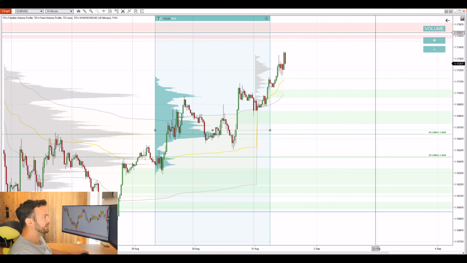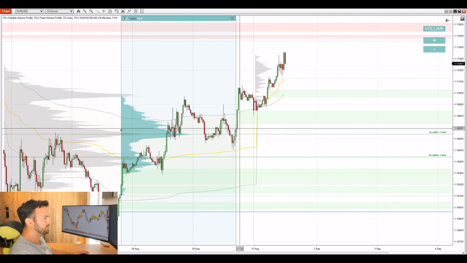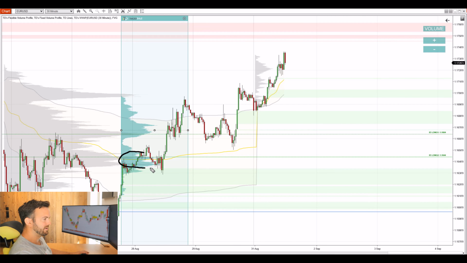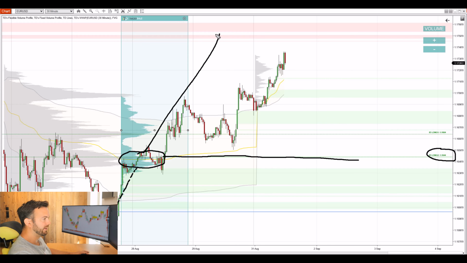And let's now take a look at the second one. Let me move the profile a bit. And I'm pretty sure that right now you can see that this is the main reason for the long level here at 1644. What this heavy volume zone is telling us is that buyers were pushing the price up in this uptrend, then they stopped for a while accumulating more longs, and then they continued to push the price upwards. So this is an important zone for buyers.